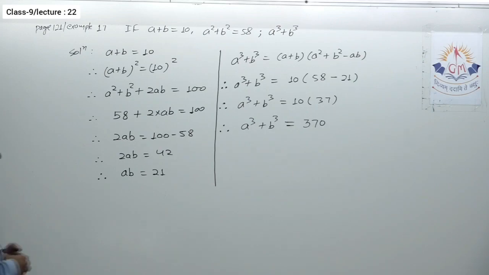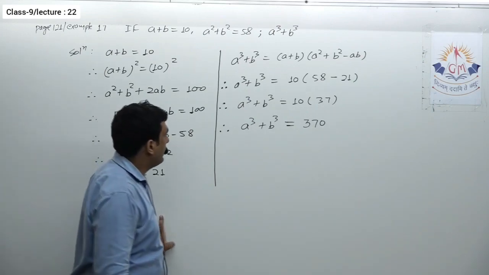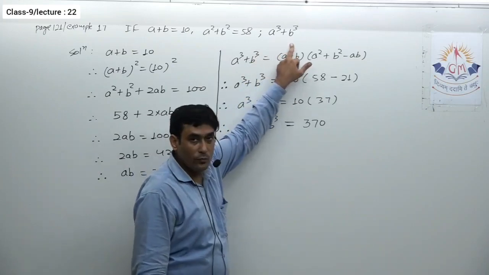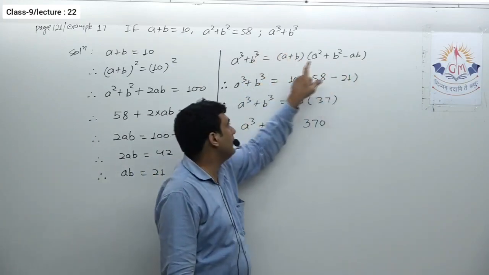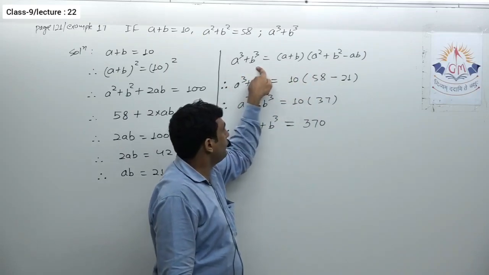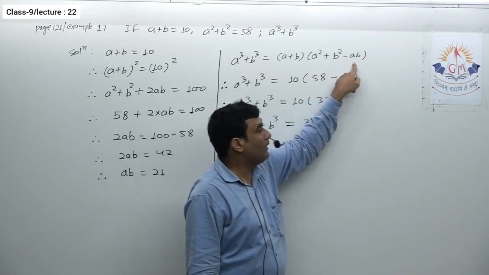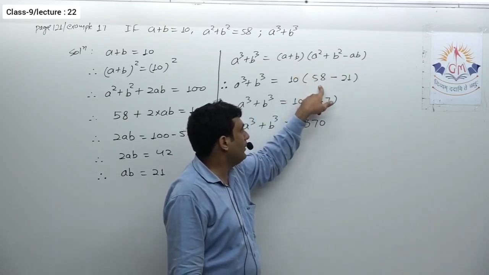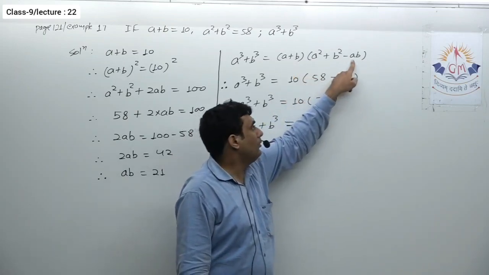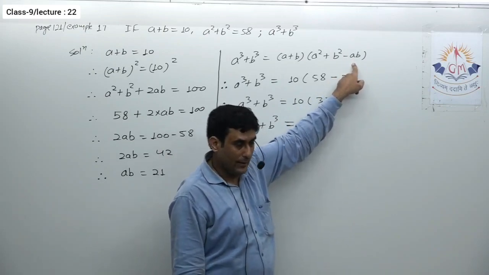Okay, so let us discuss this once again. We have to find this. First of all, we write the identity, and when we do, we get to know that to obtain a cube plus b cube, we need the value of ab more, because a plus b is given directly, and a square plus b square is also given directly. So first of all, we have to find ab.